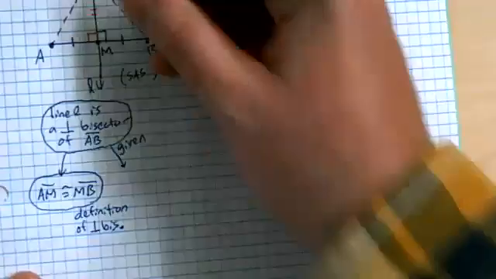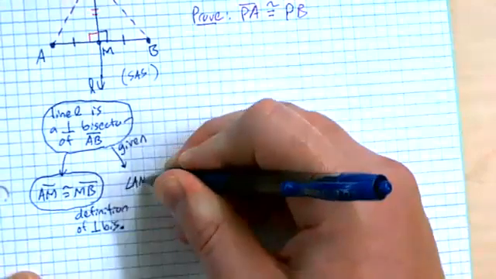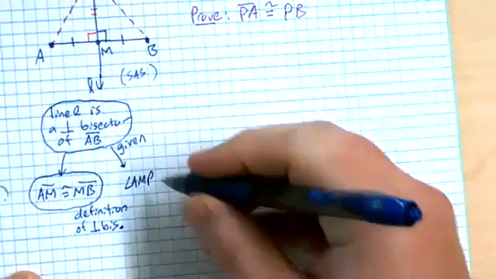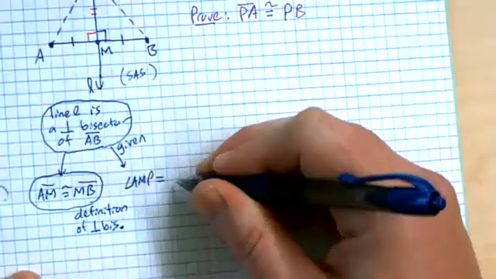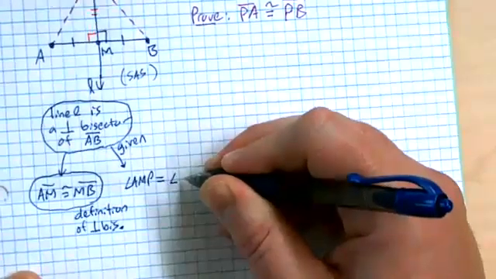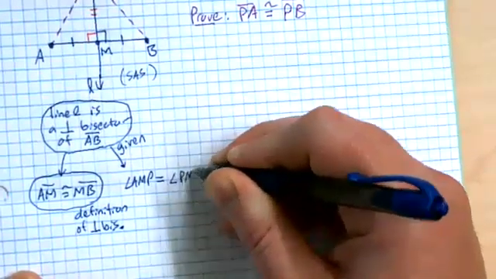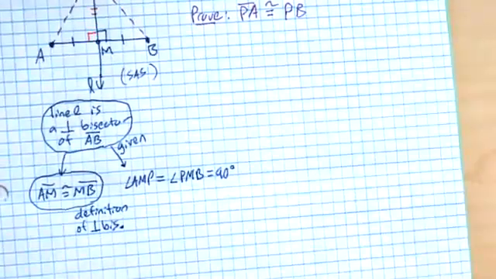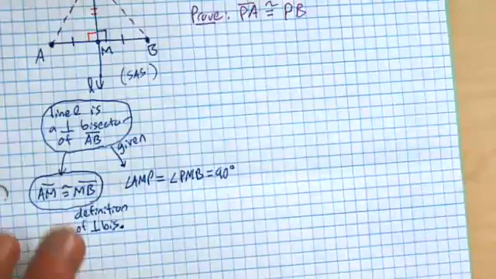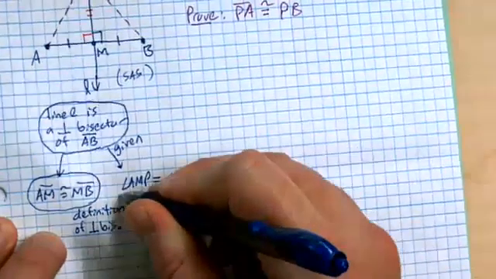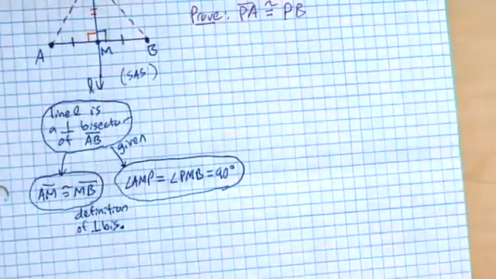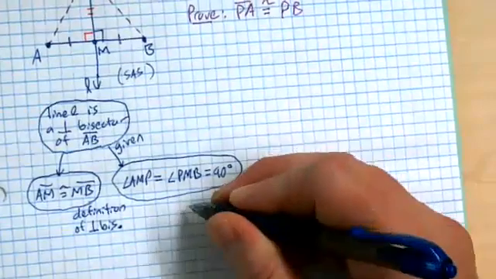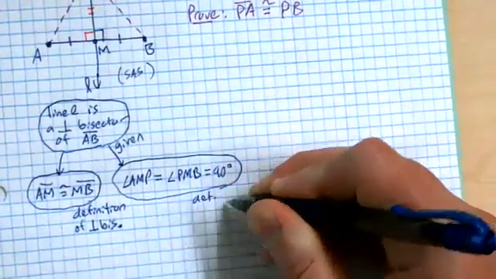So I got angle AMP is equal to angle PMB is equal to 90 degrees. They're both equal to 90, which means they're equal to each other, obviously. And my reason for that is going to be definition of perpendicular bisectors again.